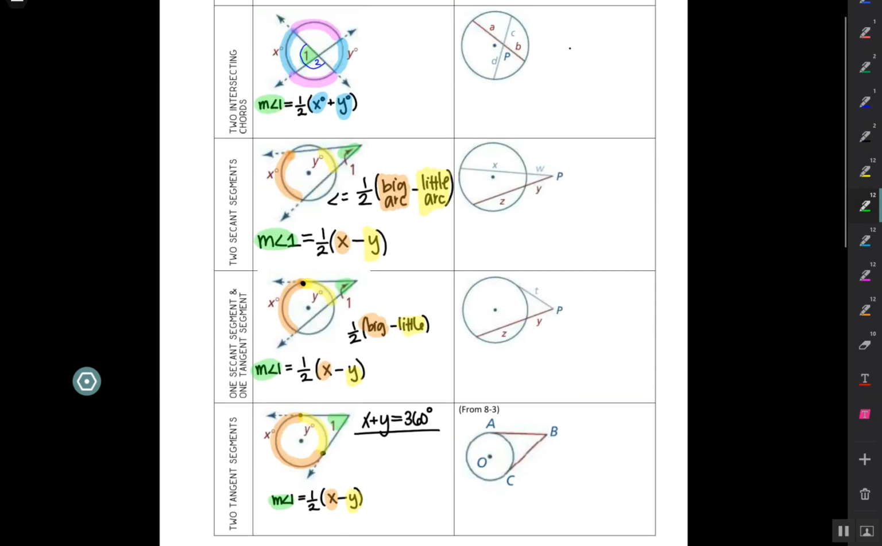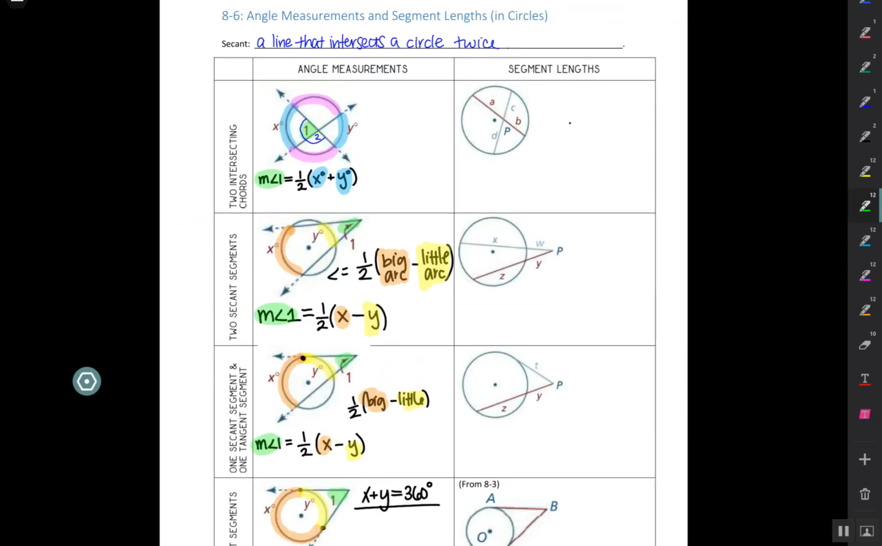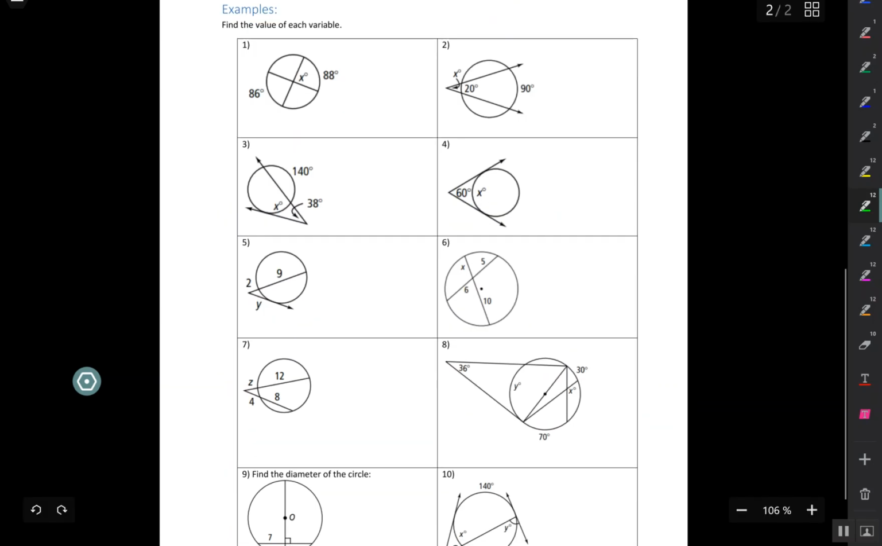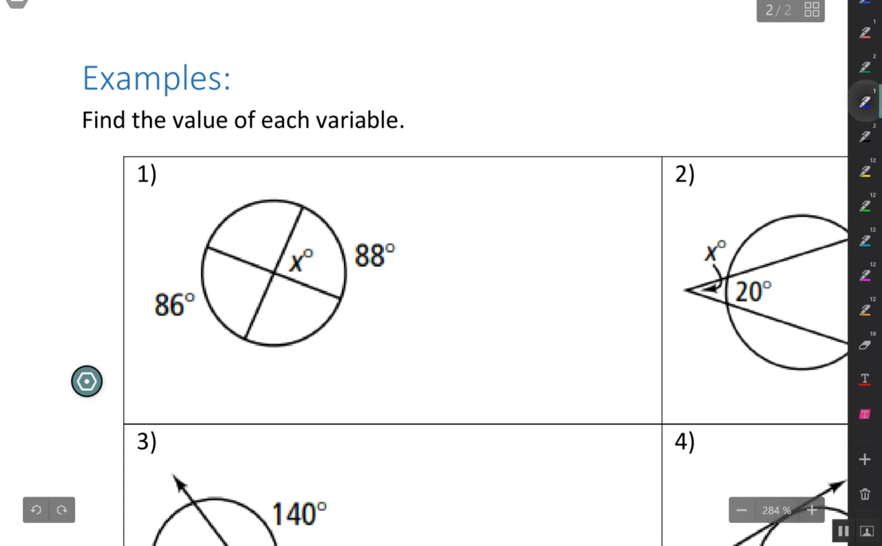Okay, so we're going to talk about segments, but first I'm going to go over some of the examples with just the angles. So number 1, again, this is not the center. Even though it looks very much like the center, you cannot assume it's the center. They have to give you some indication that that is the center. So instead, we're going to be using this formula where we take sort of the average of the arcs.